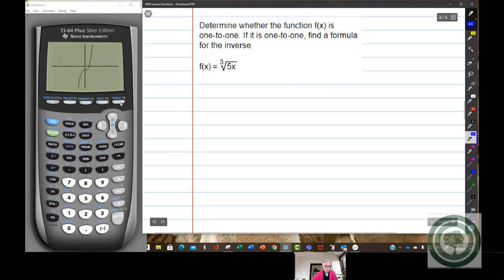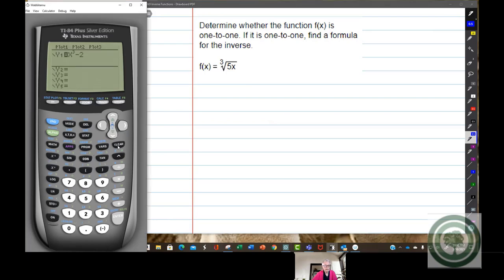Aha. Cube root, we've got one of those on the calculator. Let me clear this and show you how to get to the cube root. Click on the math button. The cube root is right down here at number 4. Enter. Now I'm going to type 5x underneath the radical, the root sign, and then hit the right arrow key to come to the outside. This is the cube root of 5 to the x.